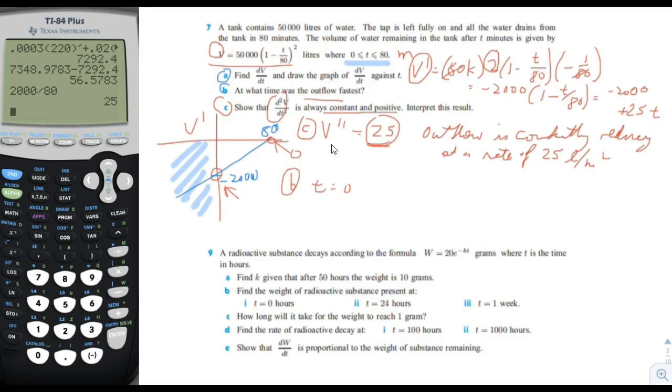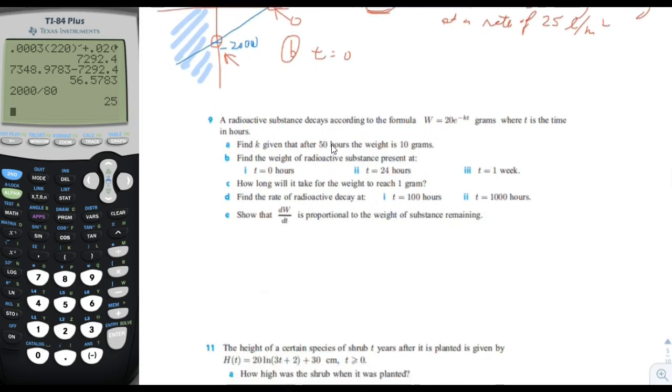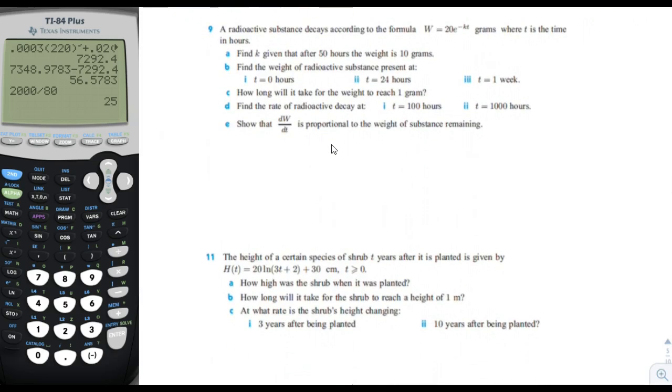Alright? Okay, let's move on to 9. A radioactive substance decays according to the formula W equals 20e^(-kt) grams, where t is the time in hours. Find k given that after 50 hours the weight is 10 grams.